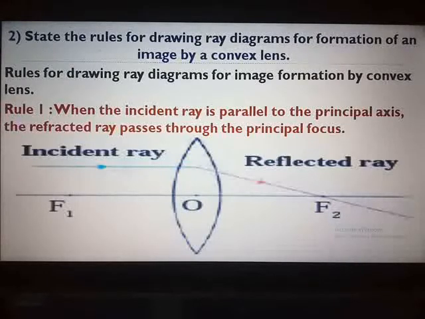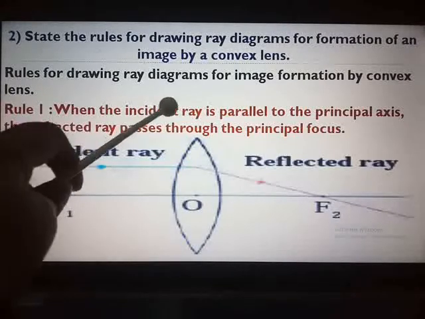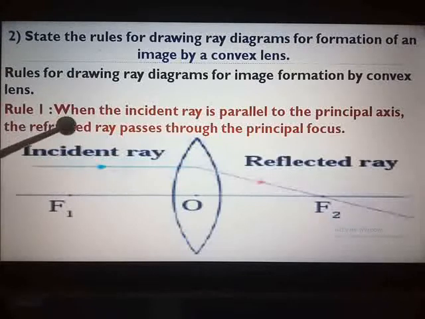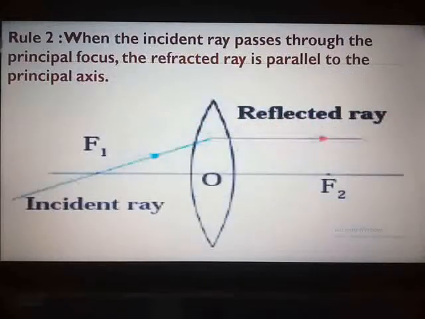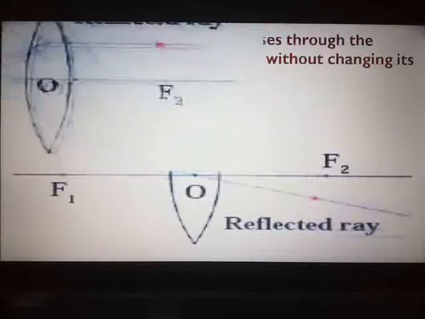You can see above the activity, try this. You have all the 3 rules along with 3 diagrams. So just for namesake I will read. Rule number 1, when the incident ray is parallel to the principal axis, the refracted ray passes through the principal focus. Second rule is beside it. When the incident ray passes through the principal focus, the refracted ray is parallel to the principal axis.